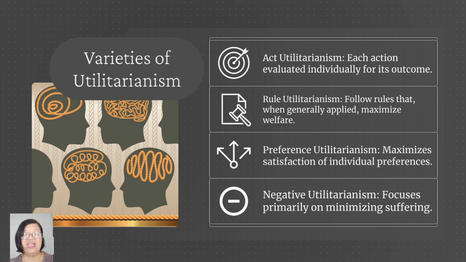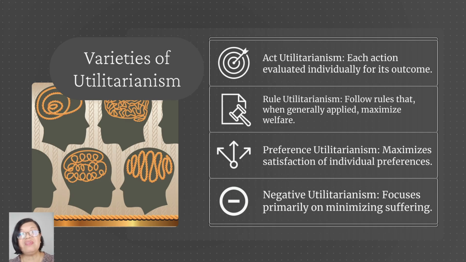This is relevant in participatory governance and stakeholder consultation, wherein we determine the preferences of constituents. And lastly, negative utilitarianism focuses on minimizing suffering rather than maximizing pleasure. This may be relevant, for example, in disaster response and poverty alleviation, where we focus on addressing the problems of those who are affected and those who are marginalized.